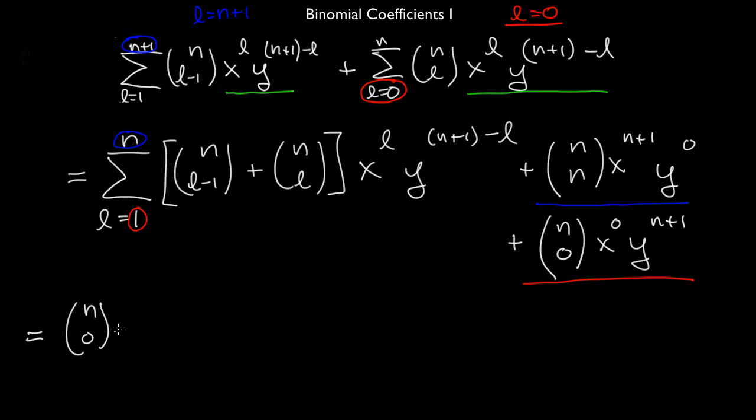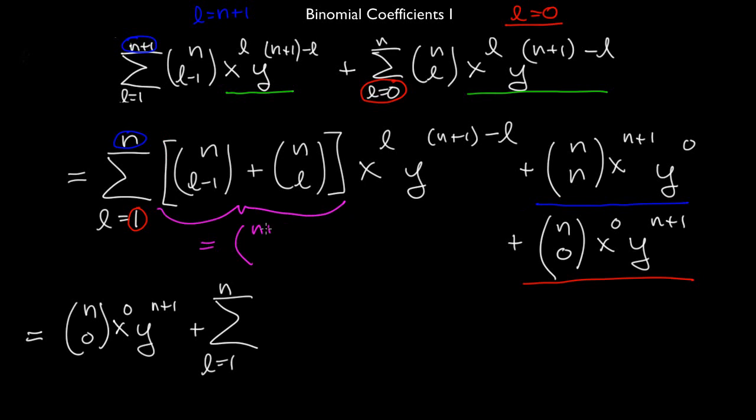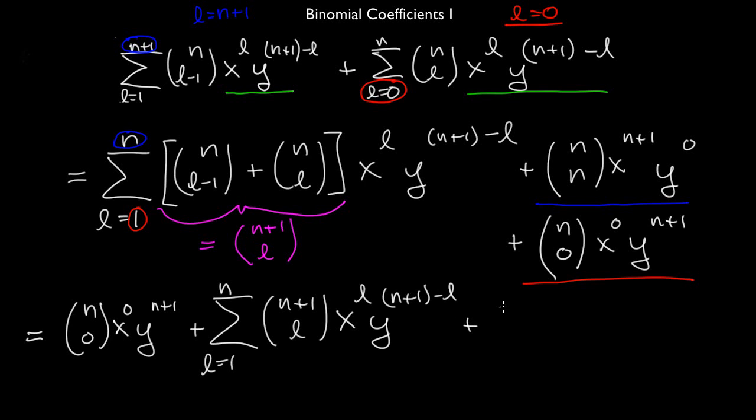So let's see, this first term is, I'll write the n choose 0 term first, and then this big sum from L is equal to 1 to n. And now here's the beautiful thing. This term in brackets is the Pascal identity. n choose L minus 1 plus n choose L is n plus 1 choose L. That's the Pascal Triangle identity. So I can plug that in here, n plus 1 choose L, and then I have x to the L, y to the n plus 1 minus L. And then the last term is this blue term, n choose n, x to the n plus 1.